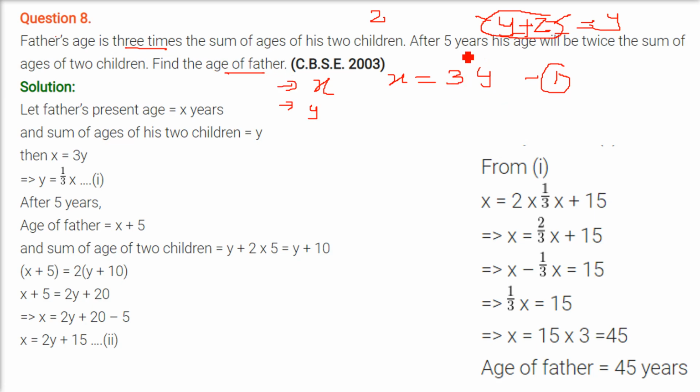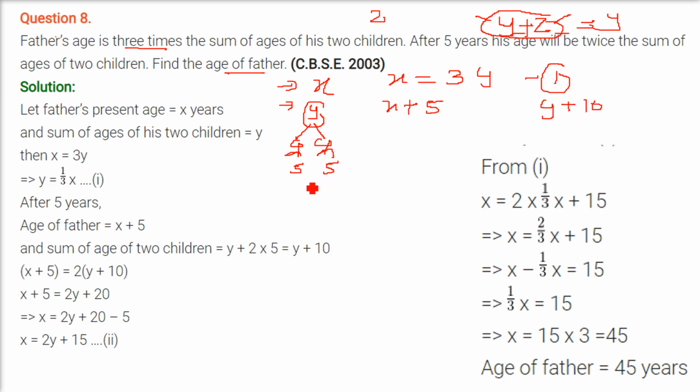The second equation is after 5 years. So when 5 years pass, x will be 5 years elder. But what about this y? Y consists of 2 children, one this one and one this one. So he will also be 5 years elder and he will also be 5 years elder. So we have to add 2 5s. That is, for y, we cannot just add plus 5. We have to add 10.